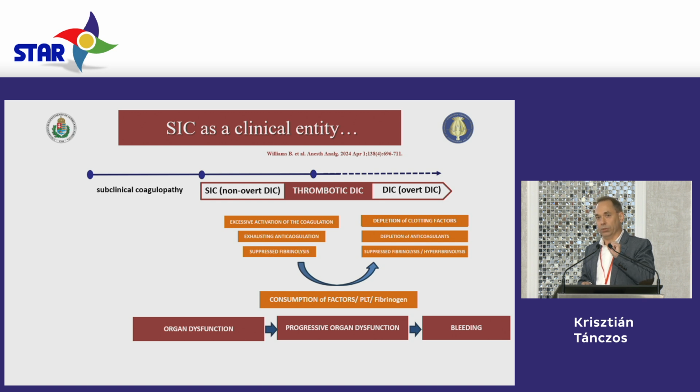And it has clinical significance because it seems that the targeted intervention, which means the replacement of the anticoagulants, should be used in this very phase of the coagulopathy in order to prevent the progression of the disease, maybe improve the survival rate, but it's important, without bleeding complications.